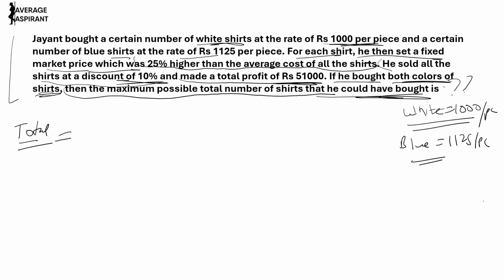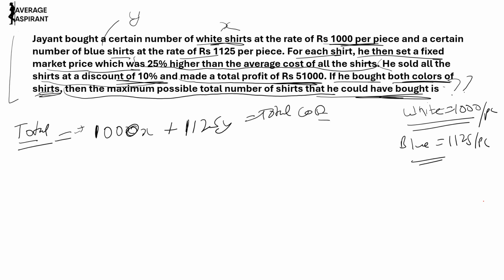So let's assume that the number of white t-shirts he bought was X and the number of blue t-shirts he bought was Y. So he bought X white t-shirts at 1,000 rupees per piece, so the total cost would be 1,000x, and Y t-shirts at 1,125 rupees. So this is the total cost. Now, for each shirt, he fixed a market price which was 25% higher than the average cost of all these shirts. Now, what is the selling price?